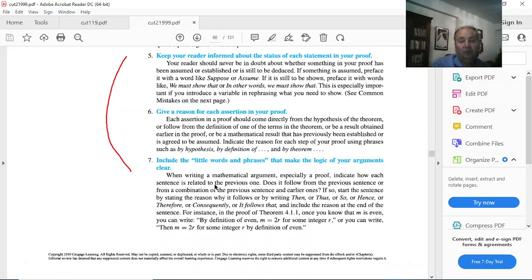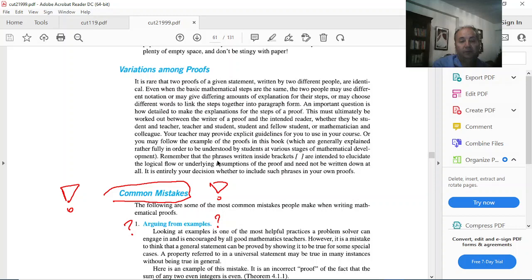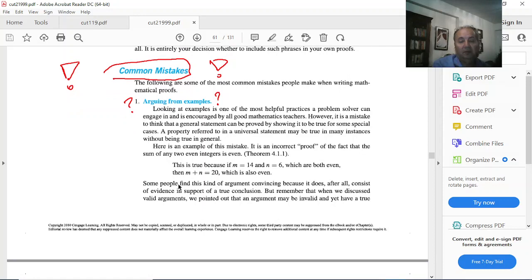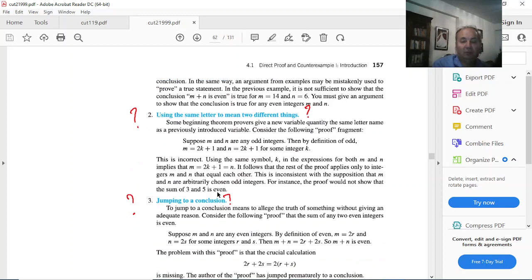Include the little words and phrases that make the logic of your arguments clear. Display equations and inequalities, a very important part. On the other hand, there are common mistakes. Arguing from examples: just giving two or three examples is nothing for a proof. You have to do it properly. Using the same letter for four different variables is a common mistake. Jumping to a conclusion without saying anything.